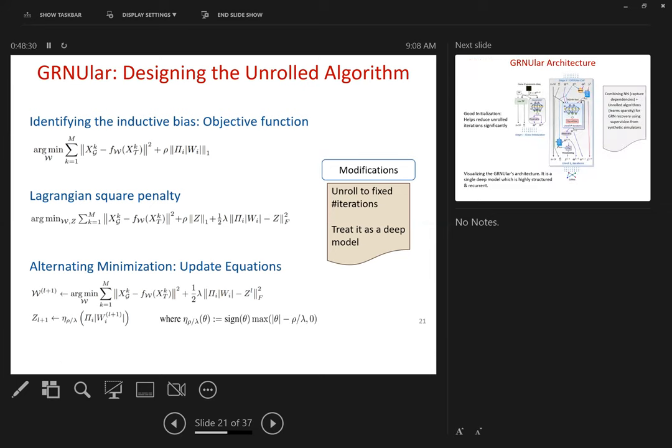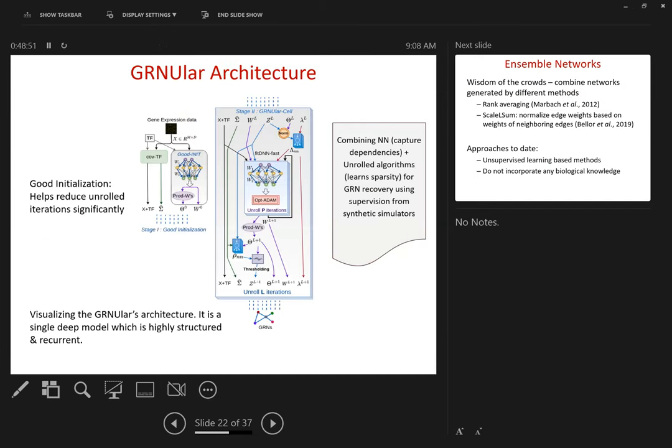So essentially, we try to jointly optimize the neural network weights connecting every gene to its transcription factor. We try to minimize the error, and we try to introduce the sparsity and so forth. And then we use alternating minimization as an iterative algorithm to do this. And then we use this unrolling algorithm to try to get that sparsity and to be able to use the alternating minimization algorithms and so forth.